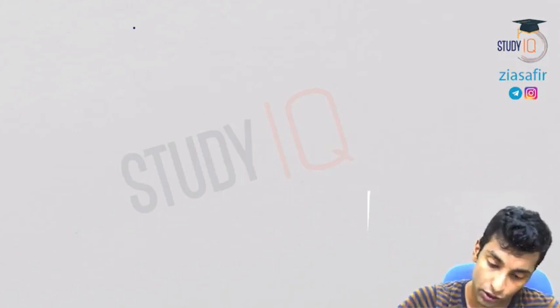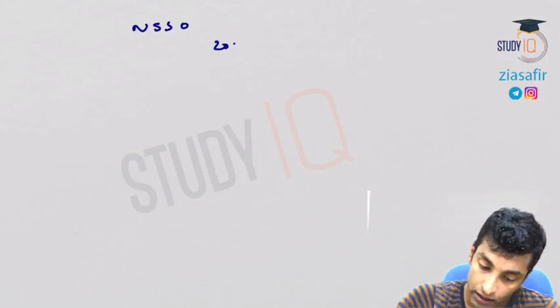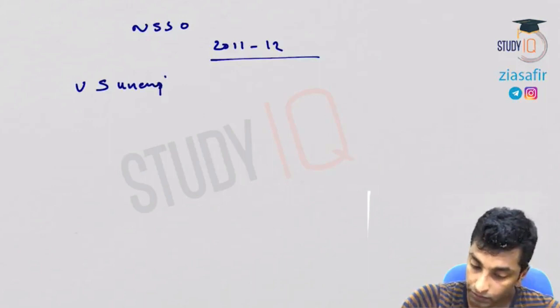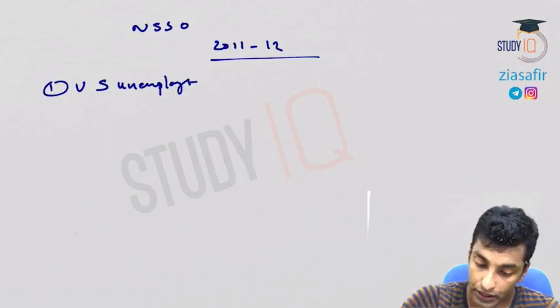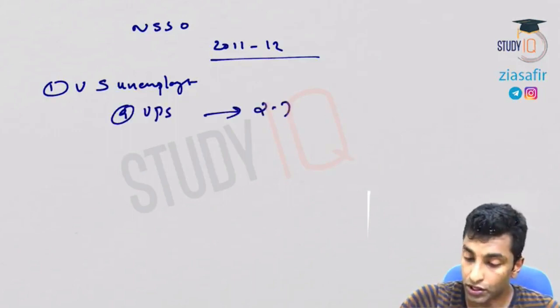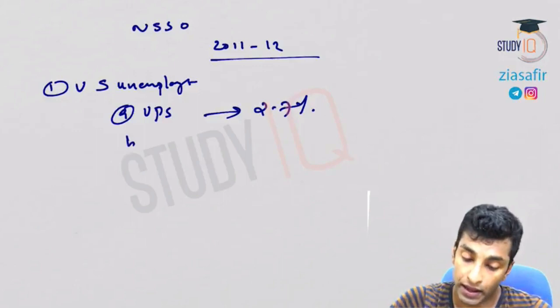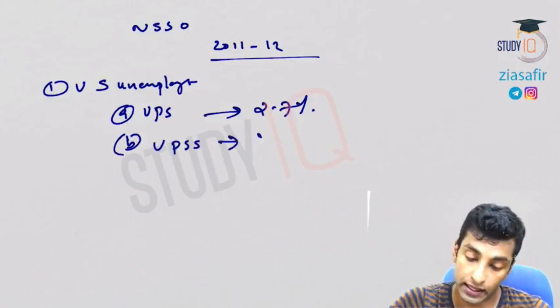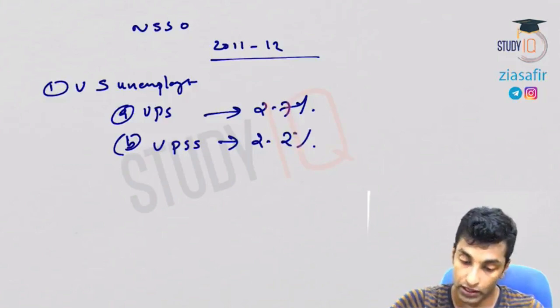So the NSSO data will give you 2011-12 usual status unemployment. The first one, usual status unemployment. Under that we have seen UPS, what percentage? 2.7%. And then we have seen UPSS, usual principal and subsidiary status, that was 2.2%.